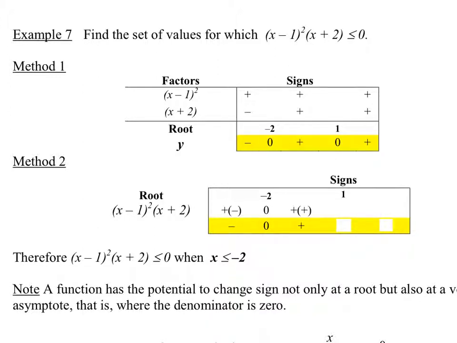Again, the x equals 1 is going to give us 0, and if we choose any value of x that's bigger than 1, we're going to have everything being positive, giving us a positive. So again, we can see that the only times that this whole expression here is going to be negative is when x is less than or equal to -2.